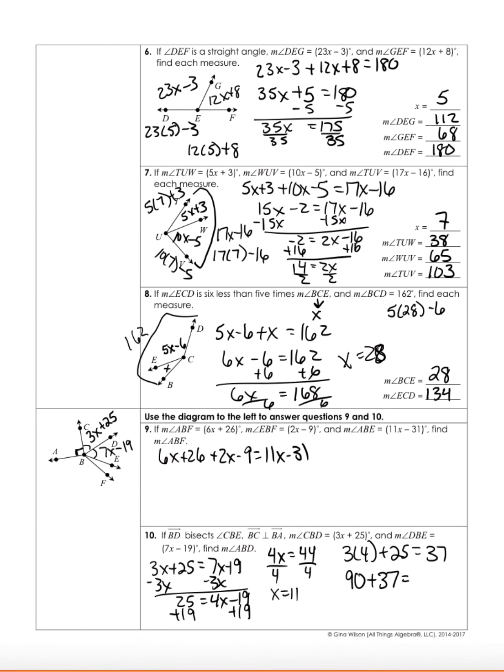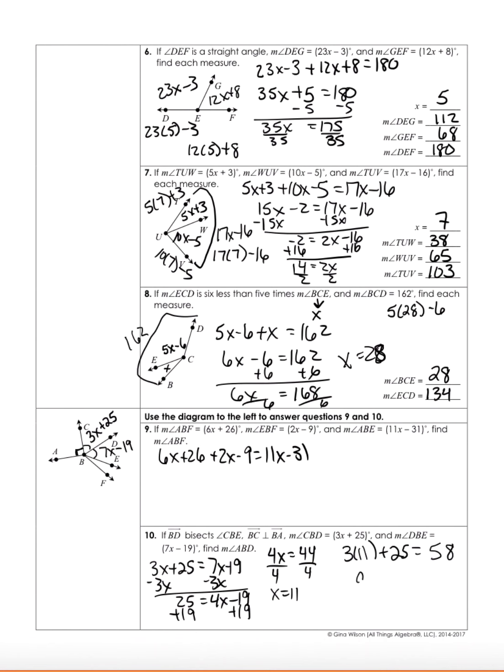Oh, I made a mistake. Do you see that? Here I had x equals 11, and then I plugged in 4. I don't know why I did that. Okay, so I'm going to erase this 4 right here, and I'm going to put an 11 there. And I'm going to get rid of this. Okay. So 33 plus 25 is 58.